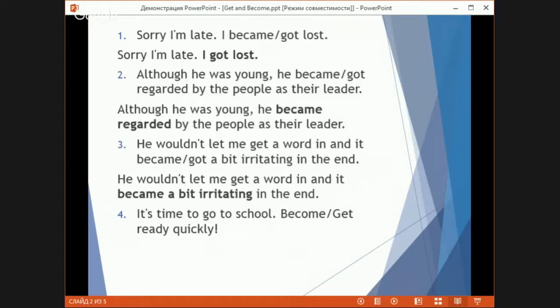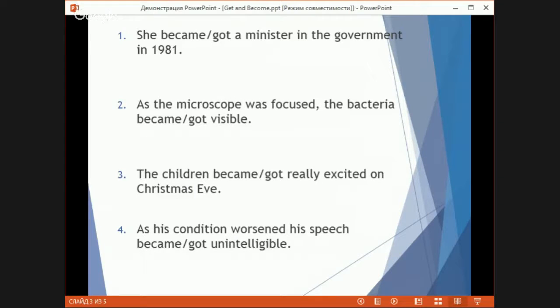So you felt irritation. It's time to go to school. Get ready. This is our command, and we have to use only get. Let's look at the next slide, please, and also think what kind of choice to make.